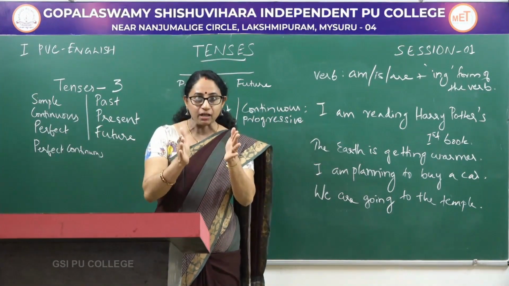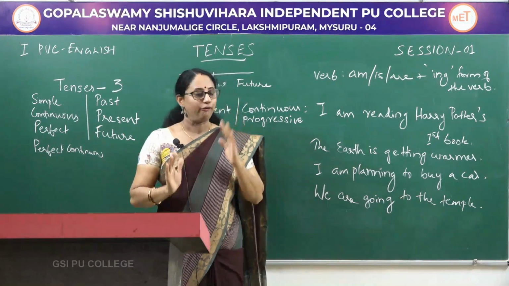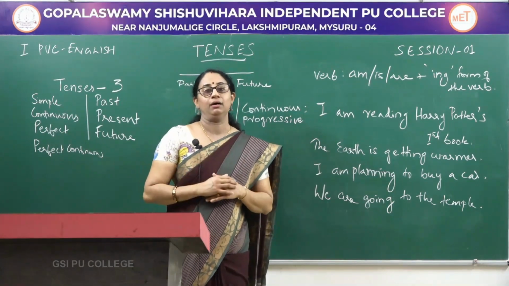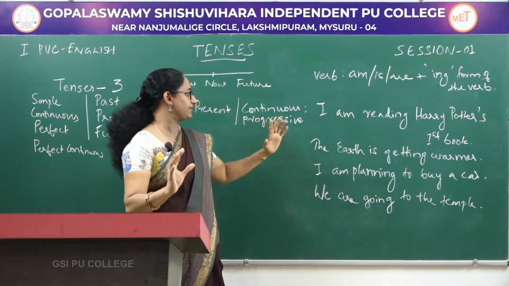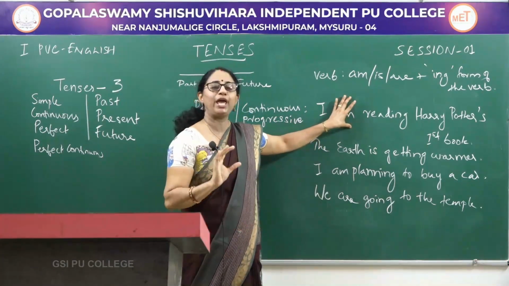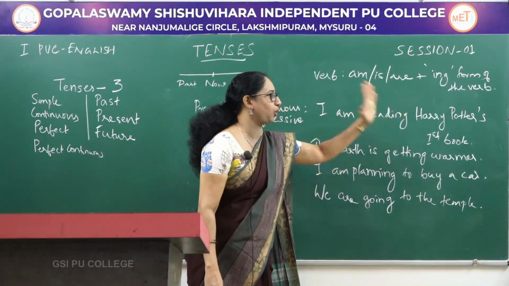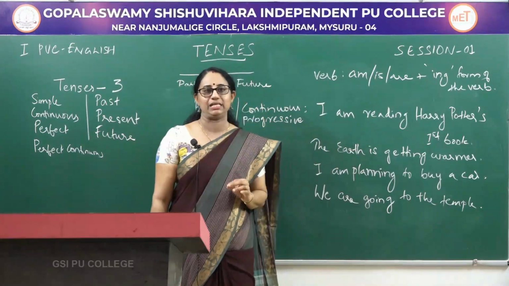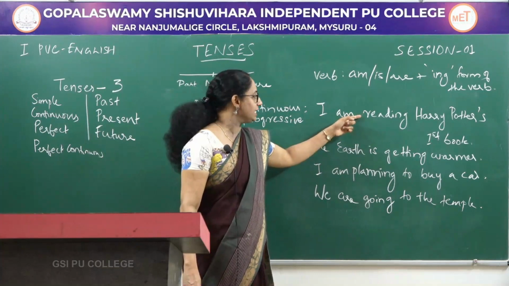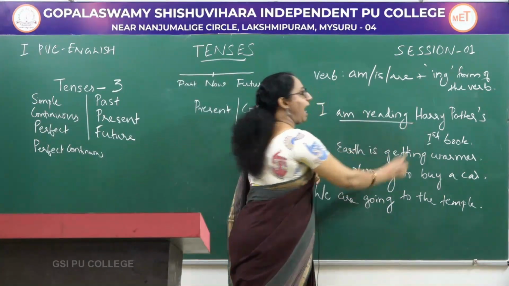So, to speak about an action that continuously happens in the present, we use this tense. Now there are some other uses also. Say for example, if you just want to state a temporary action, you can use this tense. Say for example, I am reading Harry Potter's first book. What does it mean? When you say I am reading, the verb part is indicated by am reading.